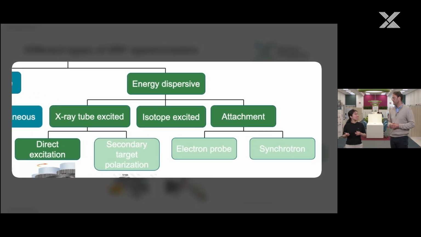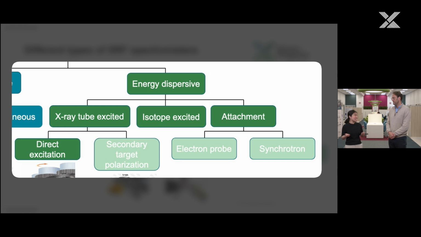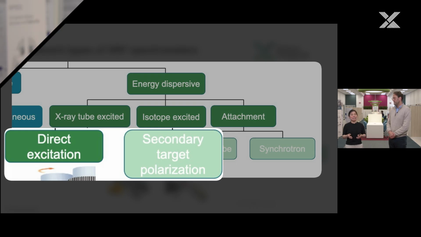Talking about energy dispersive, there are different excitation sources. The most common excitation source is the X-ray tube, and that's also what we provide in our EDXRF portfolio. There we have direct excitation and indirect excitation. Direct excitation means the X-ray generated by a tube directly arrives on the sample without a secondary target in between, just like our products Epsilon and Revontium.